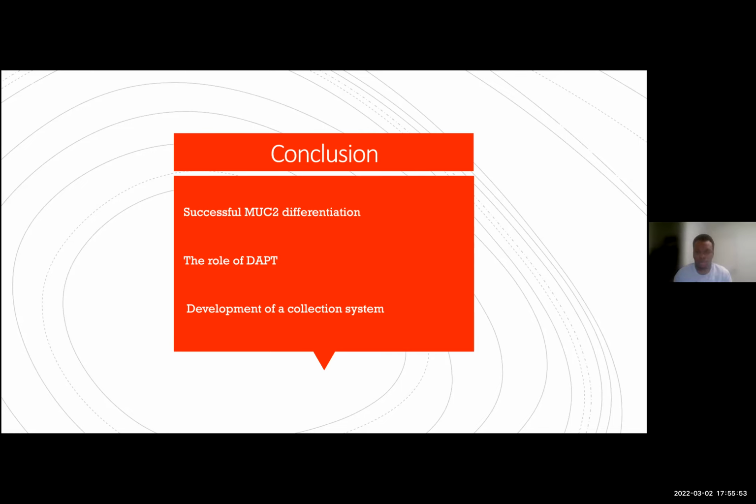Yeah, so the conclusion was successful MUC2 differentiation, and we did this through the supplementation of DAPT to primary culture medium and proximal organoids. In the future, the future work in this will be aimed at analysis of MUC2 and development of a collection system. Awesome. Thank you, guys.